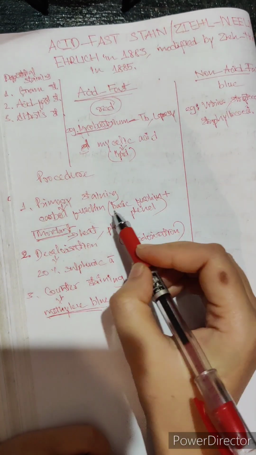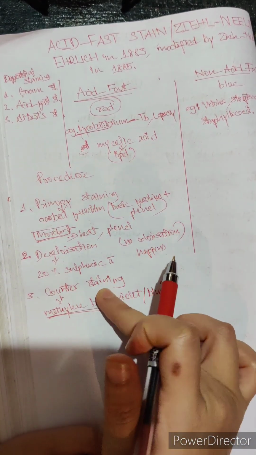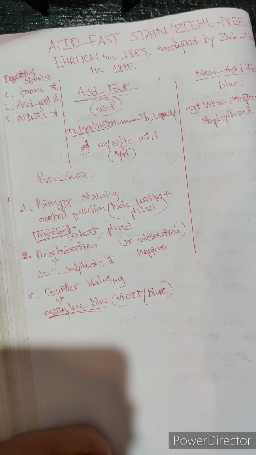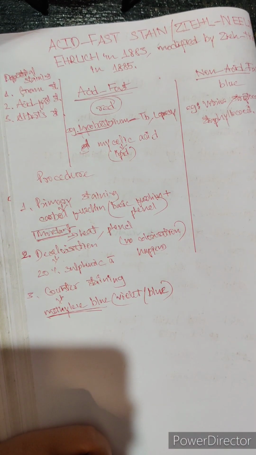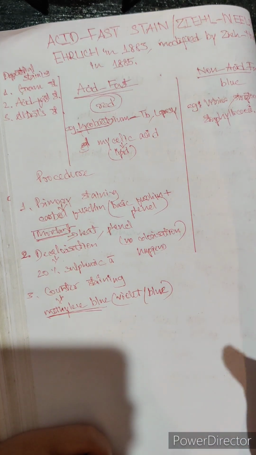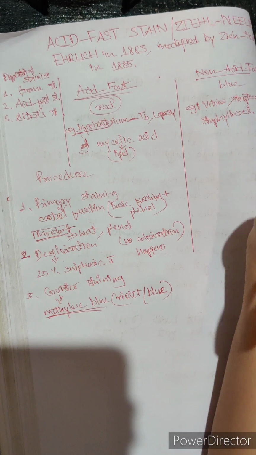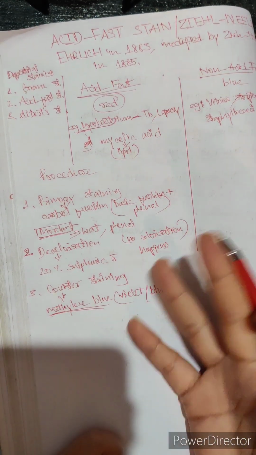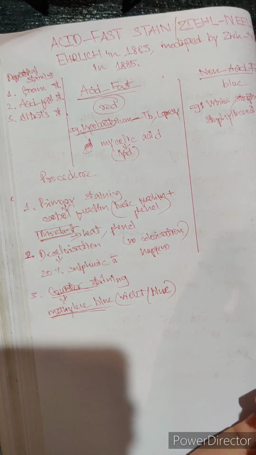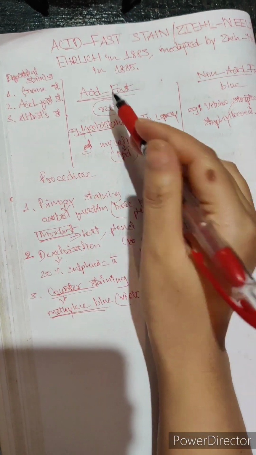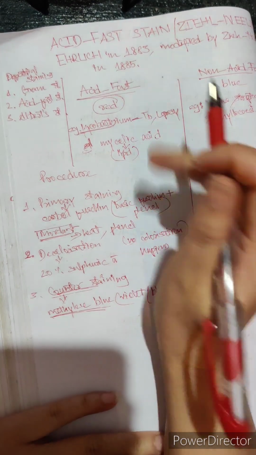So the color which was in the initial state is the same after the addition of your counter stain. If no decolorization happens, then obviously the color which was first retained in your primary staining will be retained during your final stage, which is counter staining. So this is the reason behind the red color of your acid fast organism.